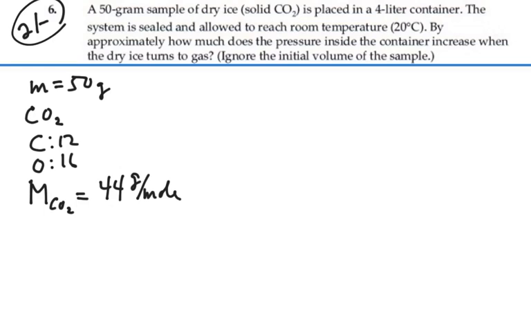So we can calculate how many moles we have. The number of moles will be equal to our total mass divided by the mass per mole, molecular weight of carbon dioxide. So that would be 50 divided by 44, and that will give us 1.136 moles.